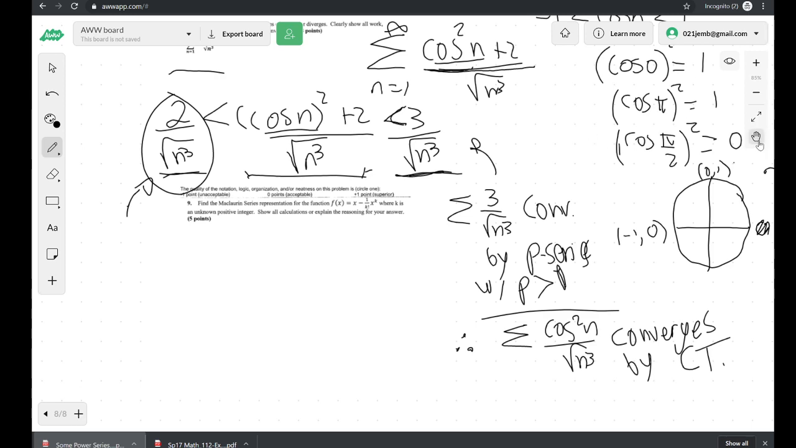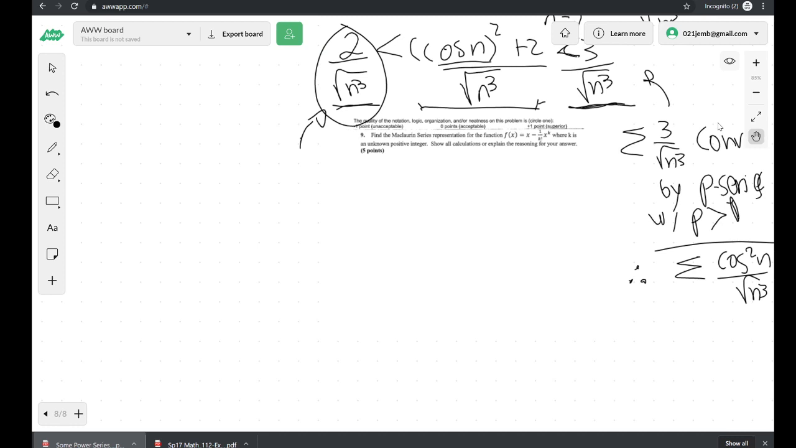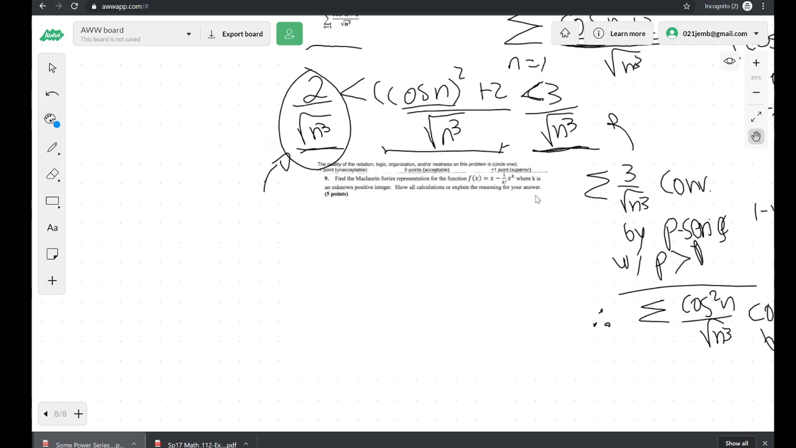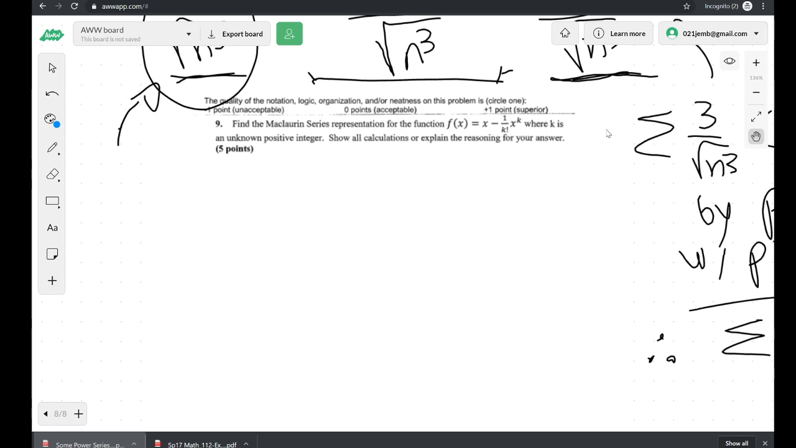All right, so now the last problem. It was a little tricky when I first did it, but it's actually simple. We're going to find the Maclaurin series representation for the function f of x equals x minus 1 over k factorial times x to the k, where k is an unknown positive integer. Show all calculations or explain the reasoning for your answer.